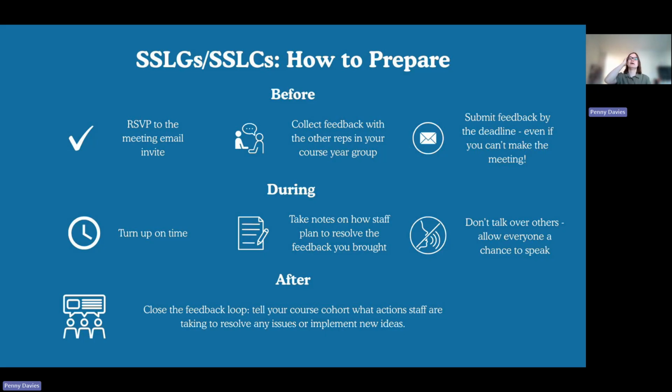And before the meeting, submit feedback by the deadline, even if you can't make the meeting. If you can't make the meeting, you can still submit feedback, and that feedback can still be spoken about with staff, just without you present. During the meeting, make sure you turn up on time and take notes on how staff plan to resolve your feedback. It will help you close the feedback loop later. We'll talk more about that in the feedback training. And don't talk over others, allow everyone a chance to speak. And afterwards, make sure you tell your course cohort what actions staff are taking to resolve their feedback.